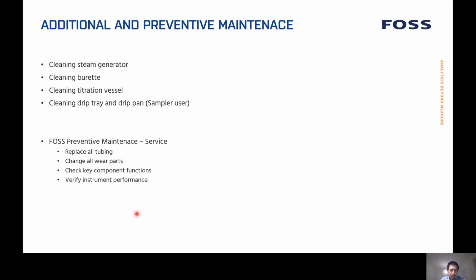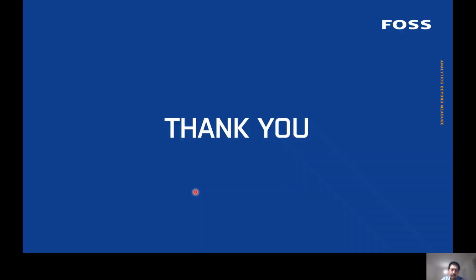The other thing is the service we are providing right now from FOSS, that is preventive maintenance. Our service engineer will be on site, replace all the tubings, change all the wear parts, and check the key components' function, especially safety functions and other functions, like the pump, whether the alkali pump or boric acid pump are working properly. After the maintenance, the engineers will verify your instrument again to ensure the instrument is in good condition and performing correctly. This is the extra service we are providing for the Kjeltec.